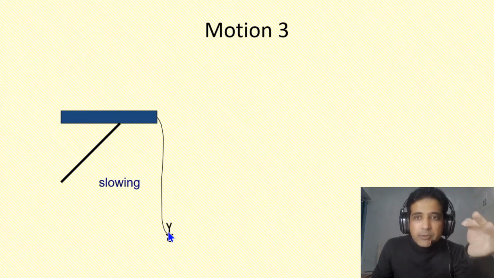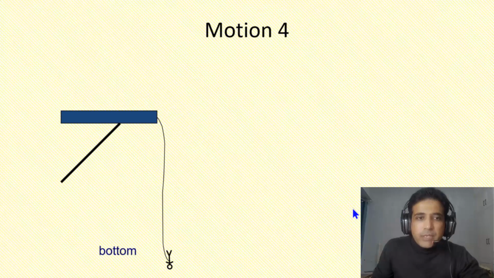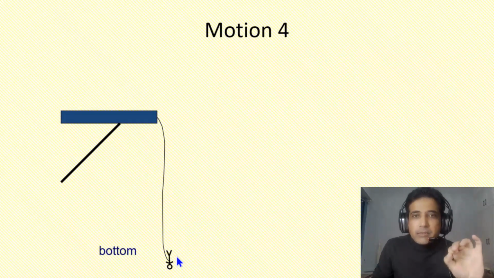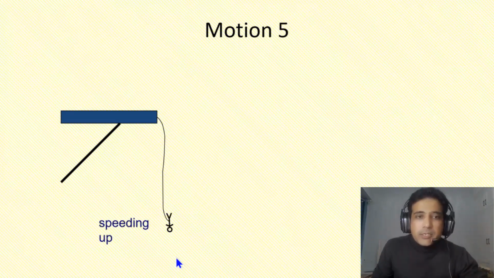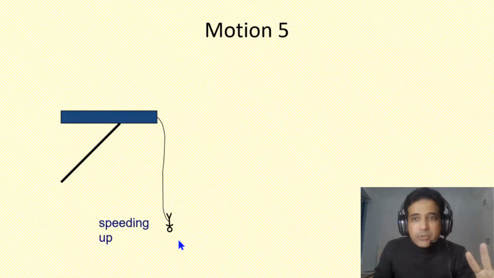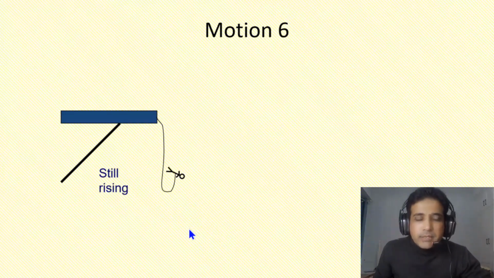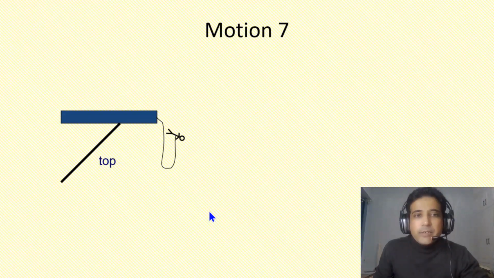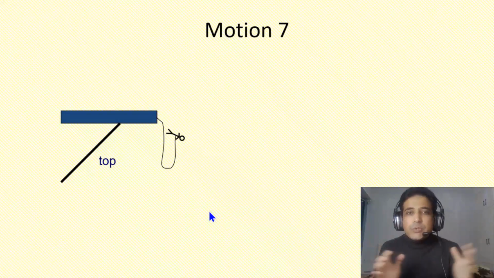If we go to the next one, at the bottom there is only EPE and GPE, and then it starts coming up, speeding up. When it is speeding up, in this case it has three forms of energy. It has EPE because the string is still extended, and KE and GPE, and still rising, and finally here. This is what you need to understand about bungee jump. I hope this concept is clear to you.